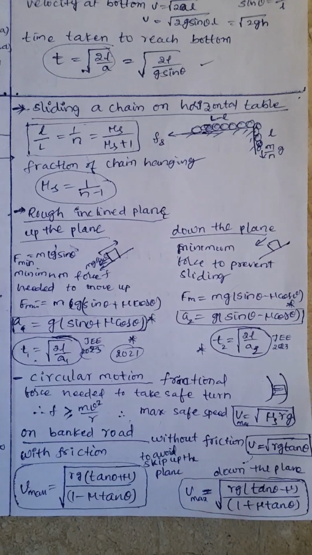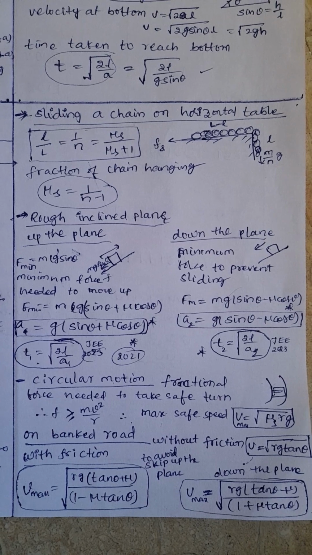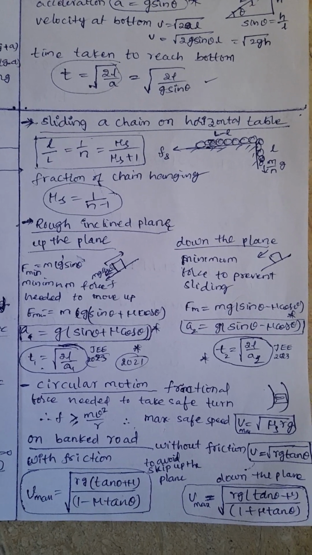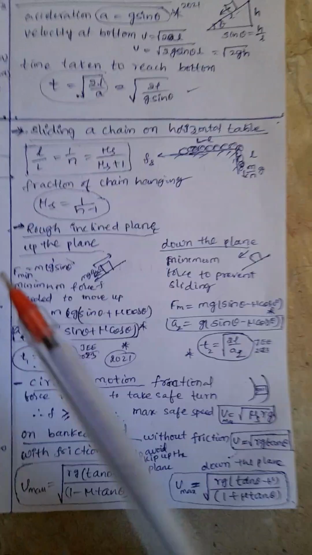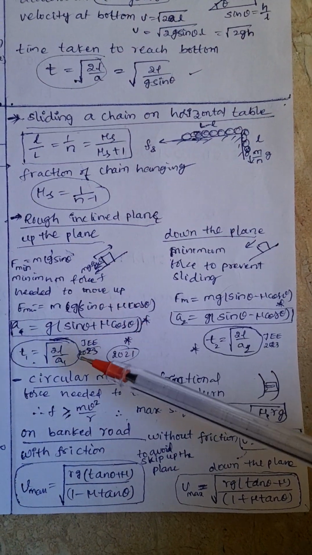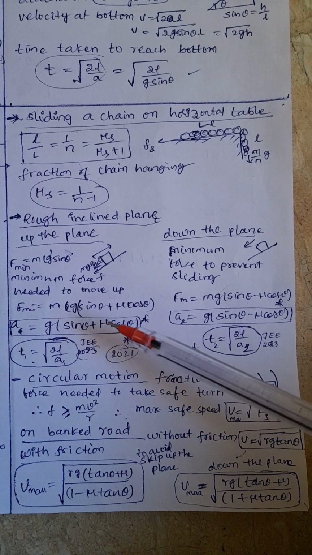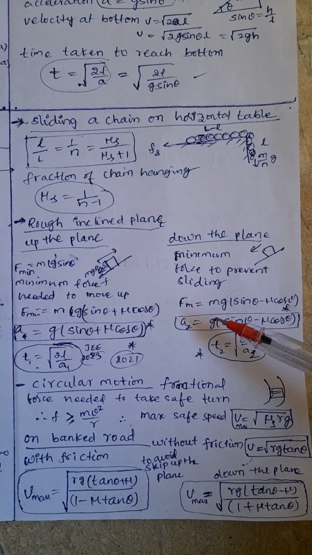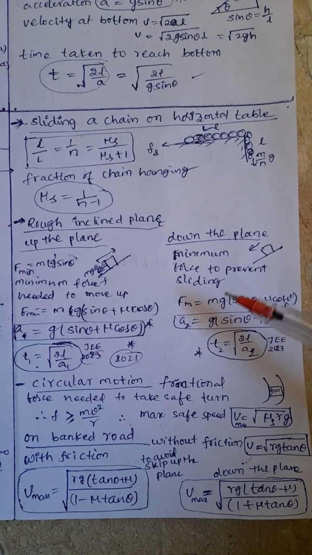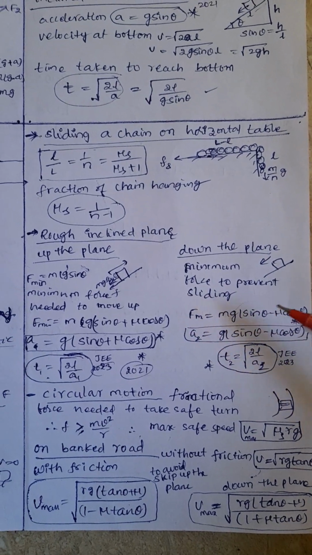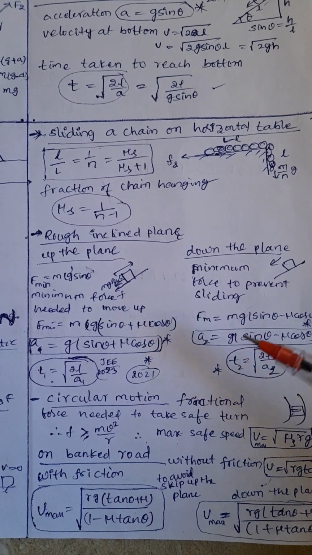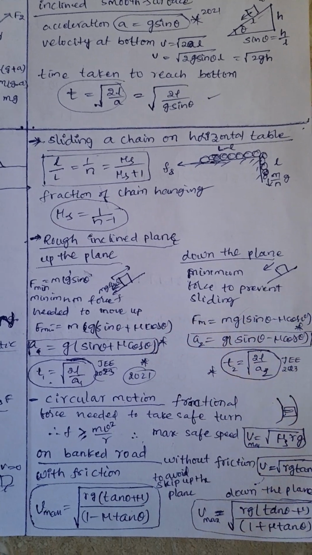On a rough inclined plane, if the body is moving up the plane, then the minimum force required to move up the plane is mg into (sin theta plus mu cos theta), whereas acceleration of the body a is equal to g into (sin theta plus mu cos theta). Whereas down the plane, force needed to prevent sliding, F is equal to mg into (sin theta minus mu cos theta), whereas acceleration is equal to g into (sin theta minus mu cos theta).